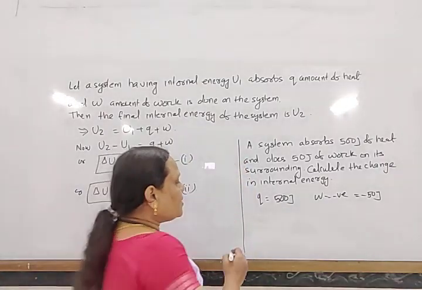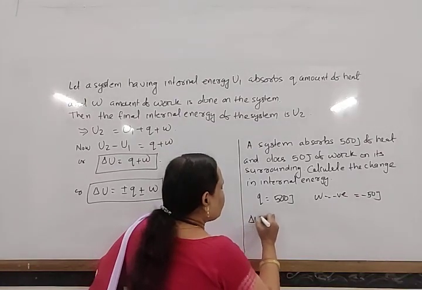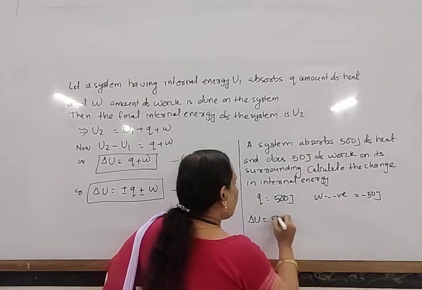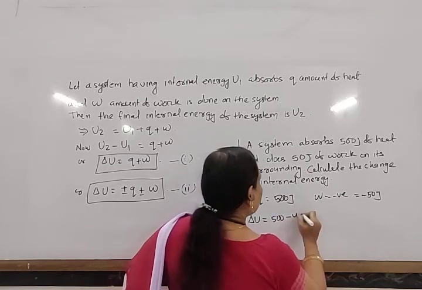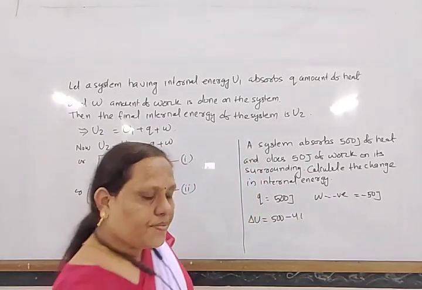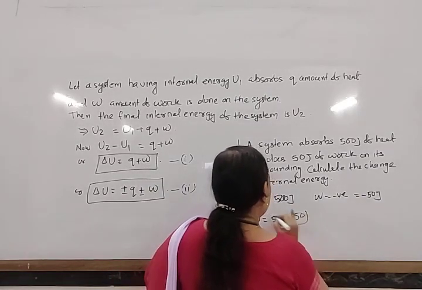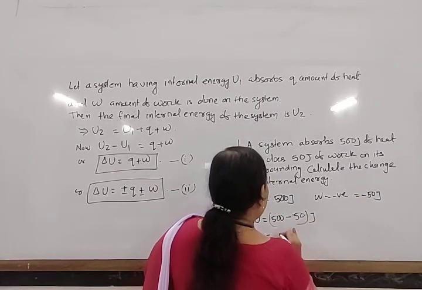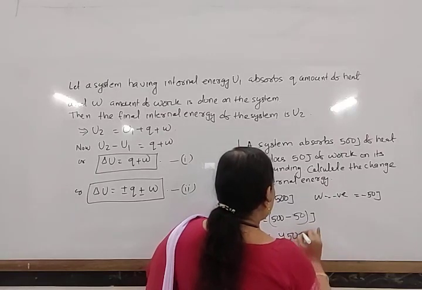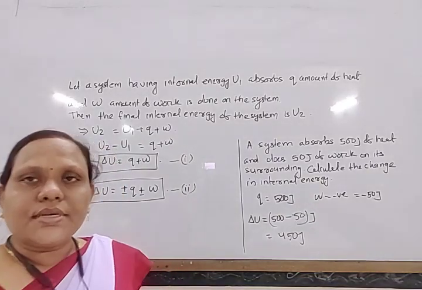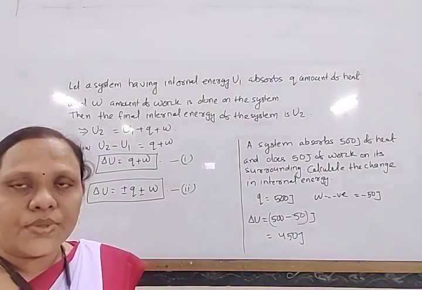Then what is the change in internal energy? Del U is equal to Q plus W. So that is 500 minus 50 joule, that is 450 joule. So in this way, you can solve this type of problem.